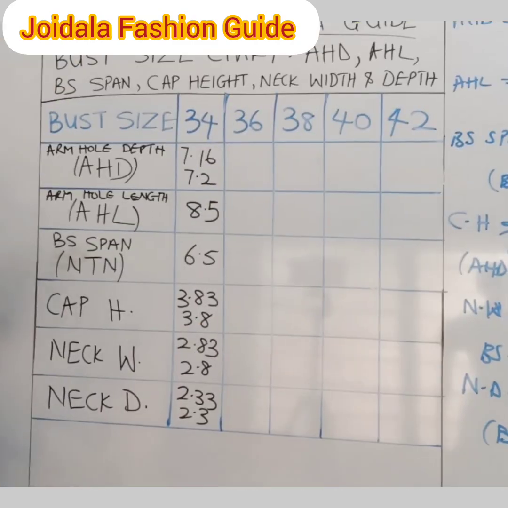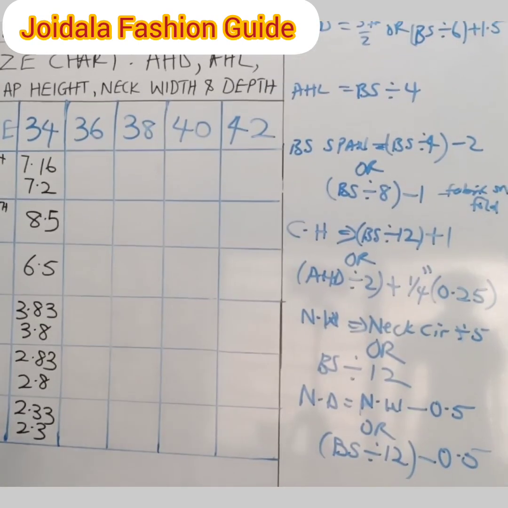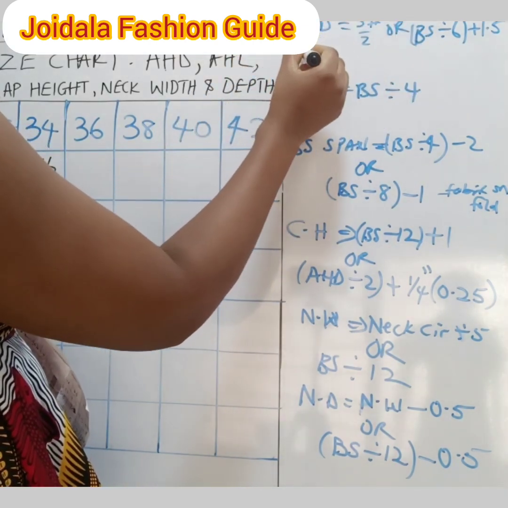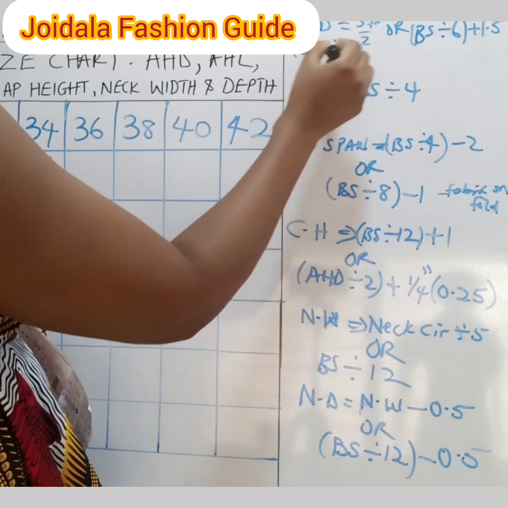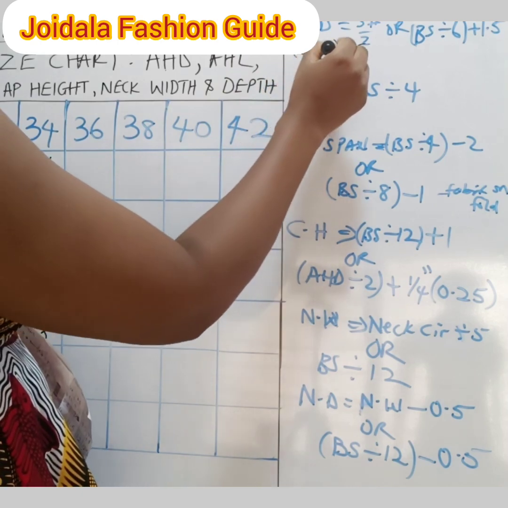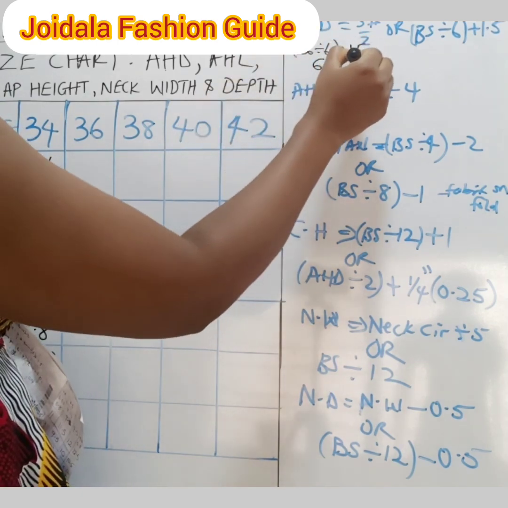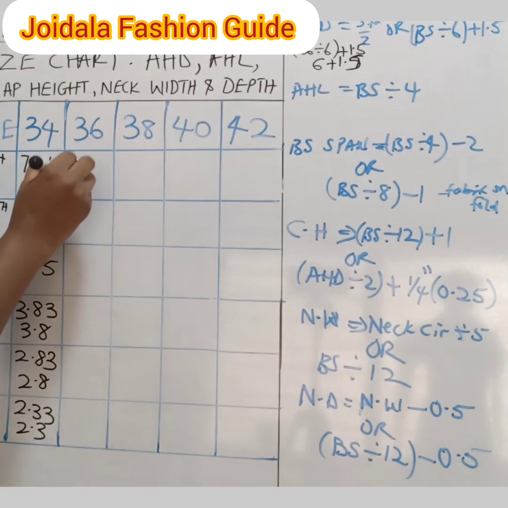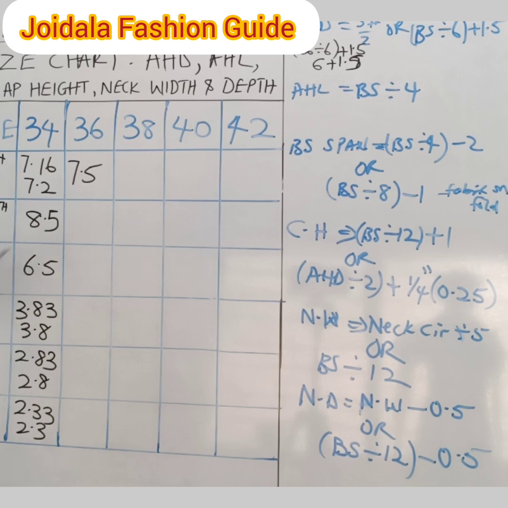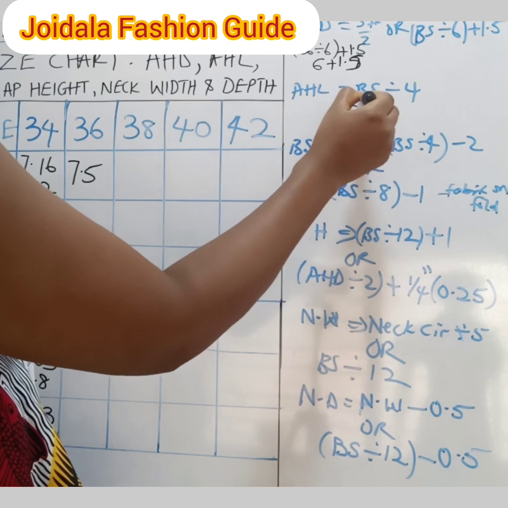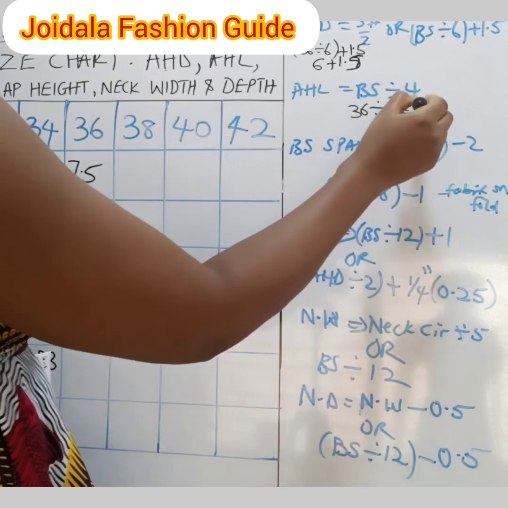So let's go back. Next one is bust 36. From our formula, armhole depth will be 36 divided by 6 plus 1.5. 36 divided by 6 will give us 6, and by the time you add 1.5 to that, you are going to have 7.5. And then for the armhole length, bust 36, just divide it by 4, and that will give us 9.